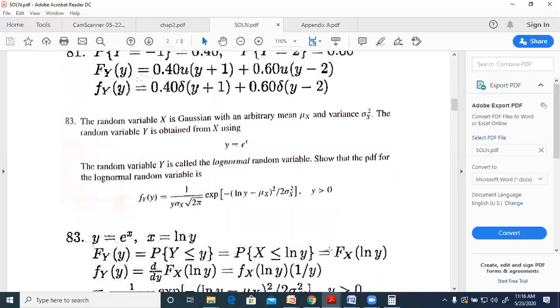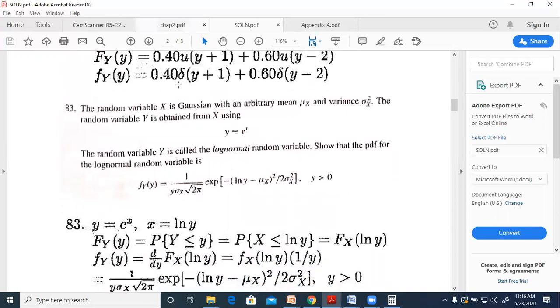Then we come to problem 83. The random variable x is Gaussian with an arbitrary mean mu x and variance sigma x squared. The random variable y is obtained from x using y equal to e to the power of x. The random variable y is called a log normal random variable. Show that the PDF for the log normal random variable is this quantity.